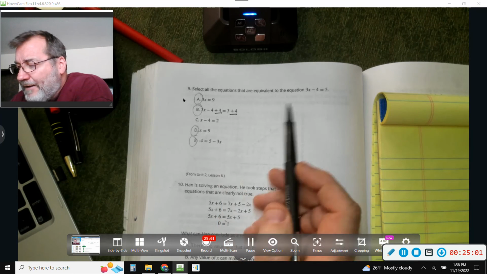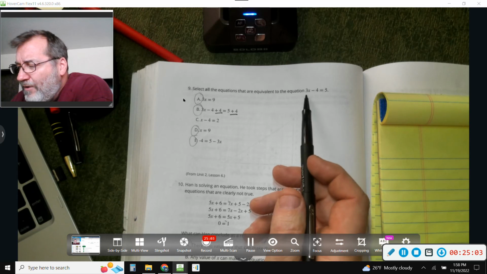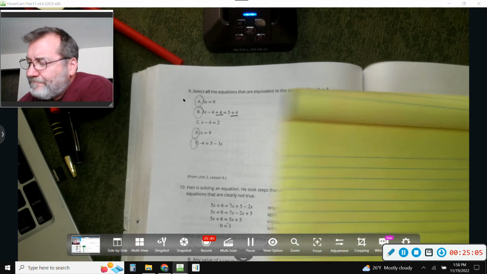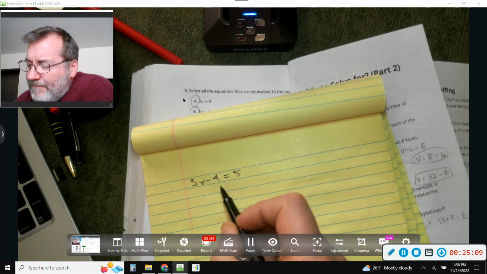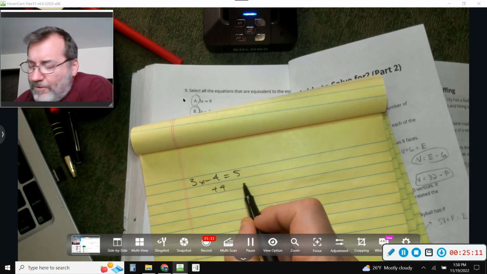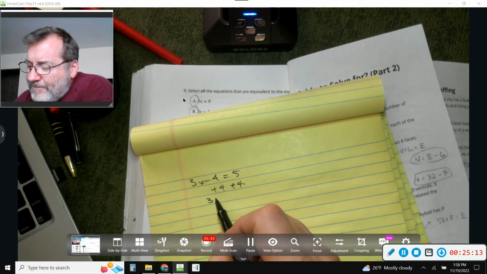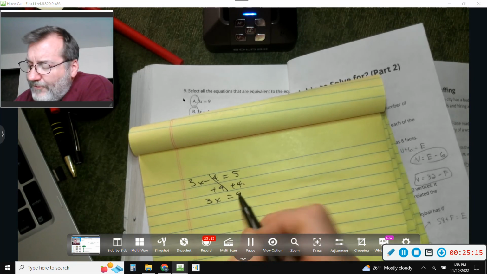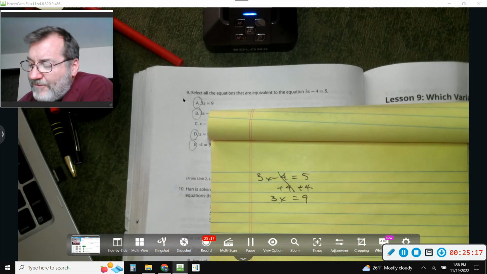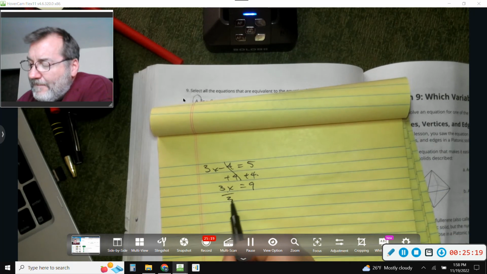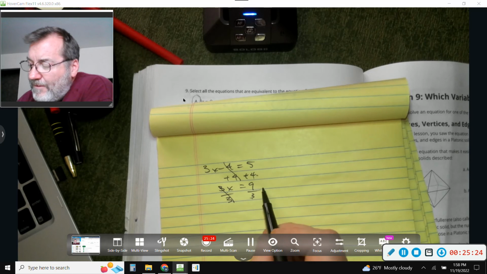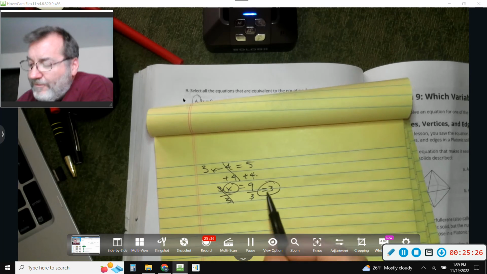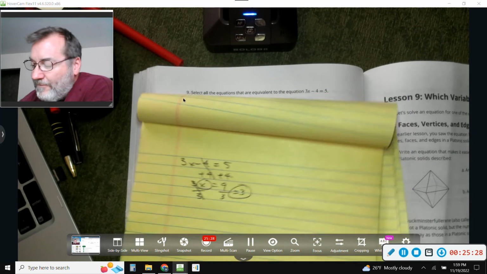X equals 9. Okay, so we know that if we take this, 3x minus 4 equals 5. And like that first one, we added 4 to both sides. And so I got 3x equals 9. And I can divide both sides by 3. Okay, and 9 divided by 3 is 3. So x equals 3. And you look at the next one, what do you see?